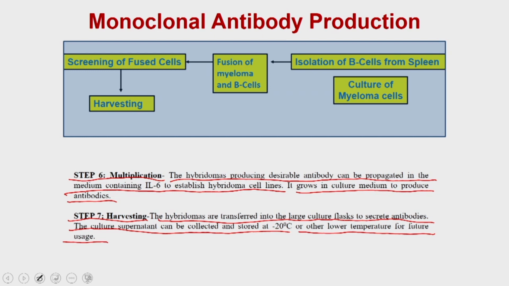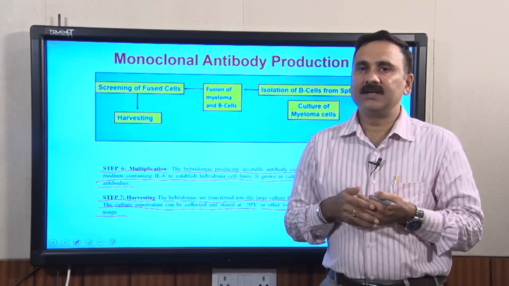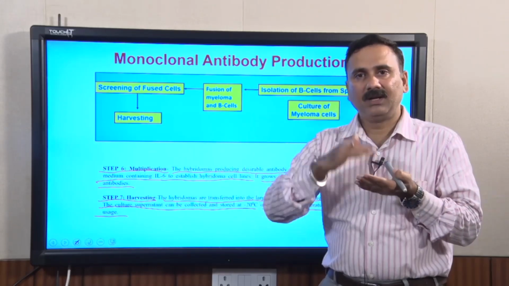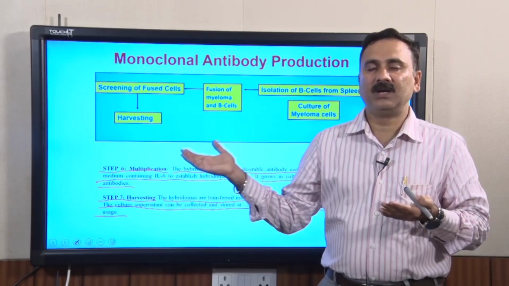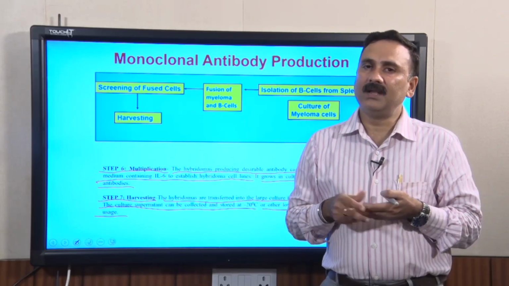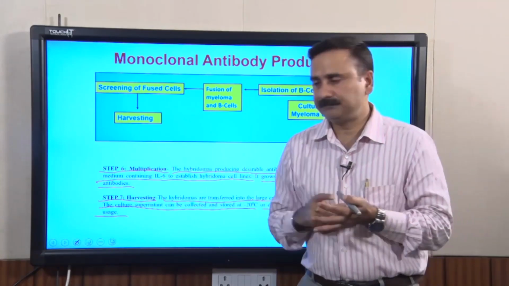So, once it produces the antibodies, it goes into the secretory pathway, and the antibodies are secreted into the culture supernatant. Then you can just spin down the cells and get the supernatant, and that supernatant can be stored at -20 or -80 or any other temperature for future use.